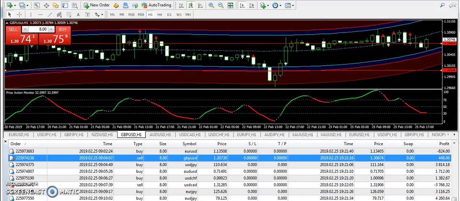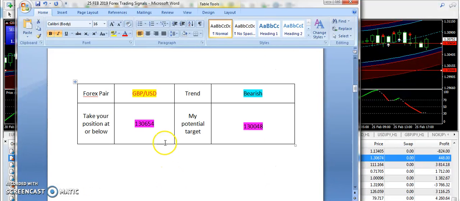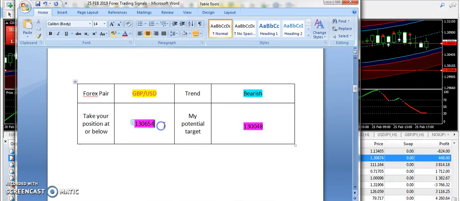Okay, now let's talk about Great Britain Pound USD. So guys, this signal is just leaning on this level. I have given the bearish signal from 1.30654, and if you look here, the market is just leaning on this level. It has gone nowhere. However, if it breaks 1.30654 again, then you can sell the pair because it's in a weaker zone.